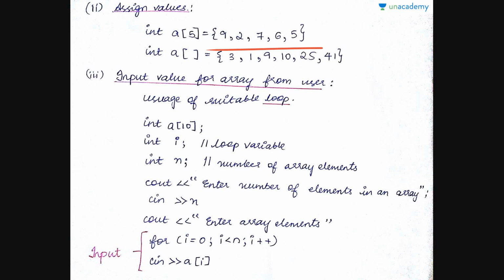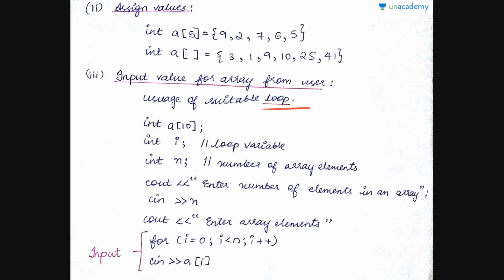Within curly braces we have 9, 2, 7, 6, and 5. Now similarly, let us see how to take input values for an array from the user. To take the input value, we use a loop. I think you'll know what a loop is. A loop is nothing but repeating some set of statements again and again, or just going through them again.